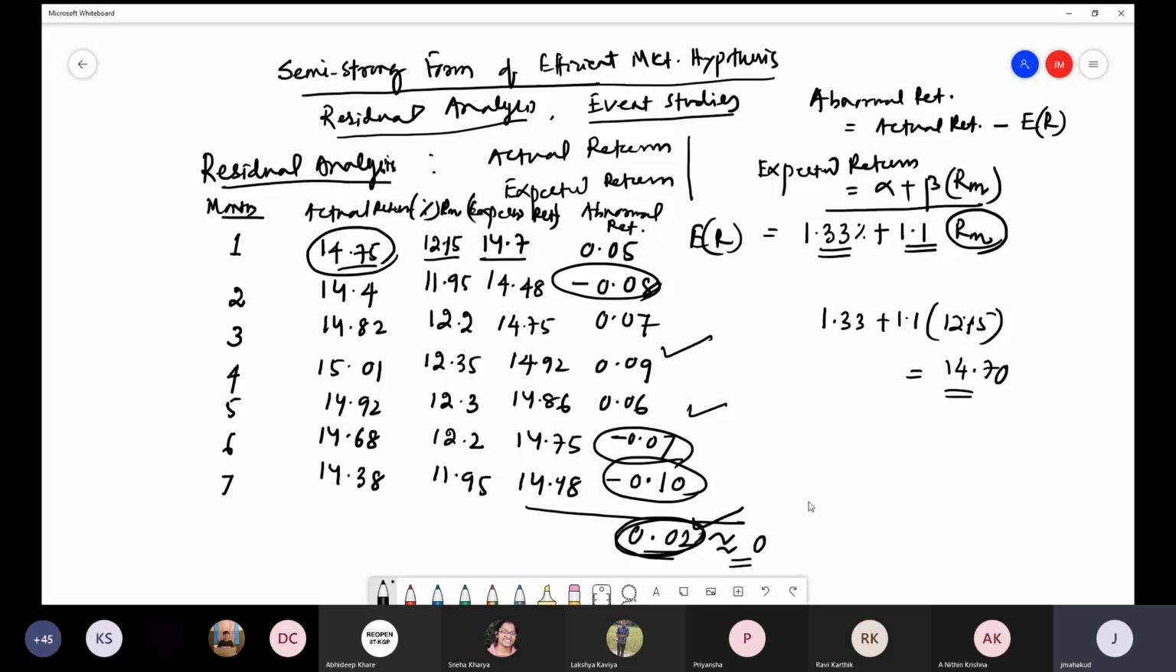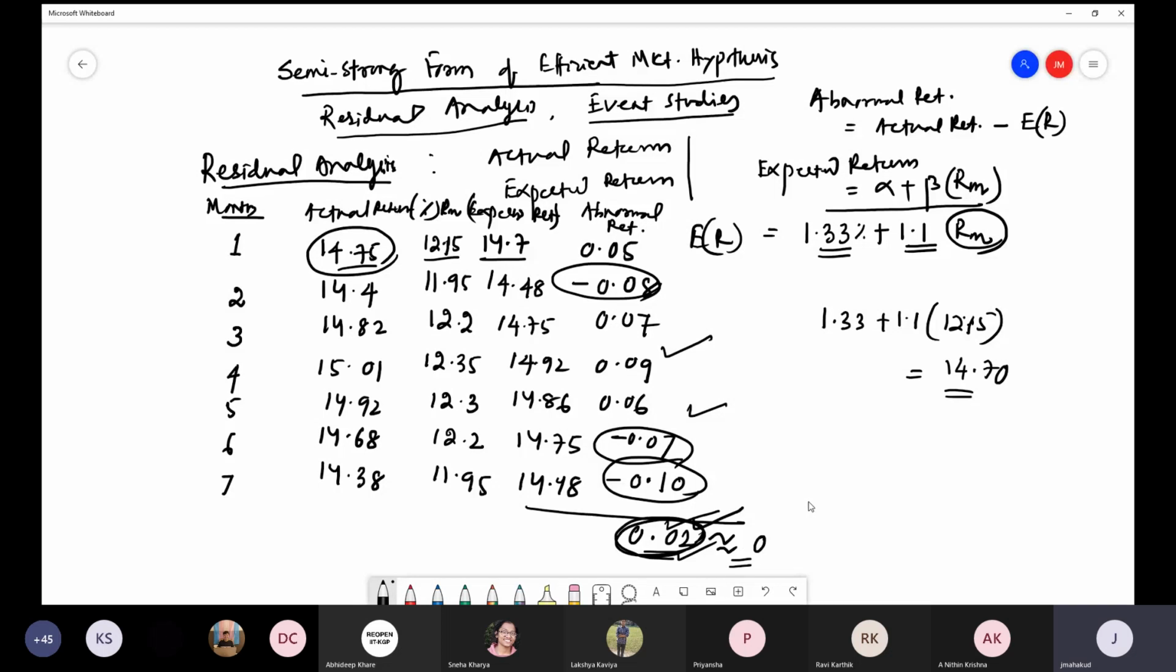So that is what we can conclude from this. The residual analysis basically tells you that this particular abnormal return is close to 0. Because of that, we can conclude that the market is semi-strongly efficient.